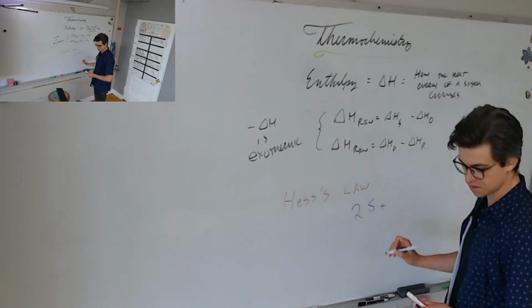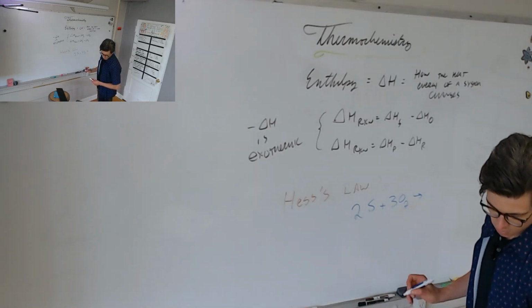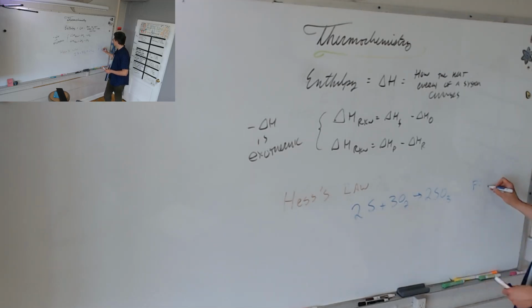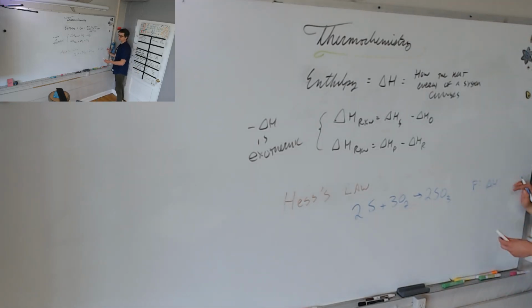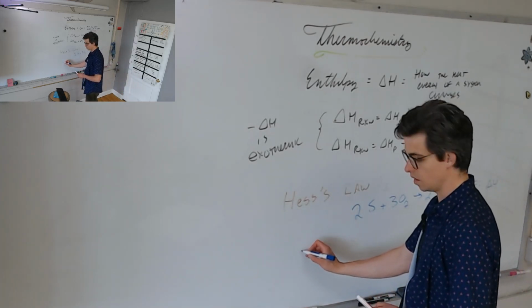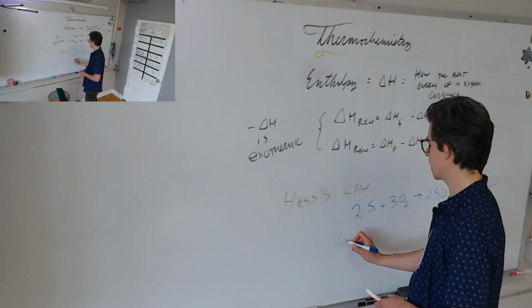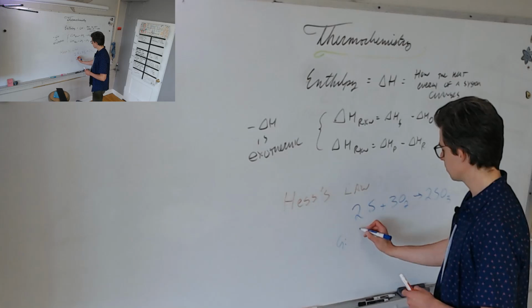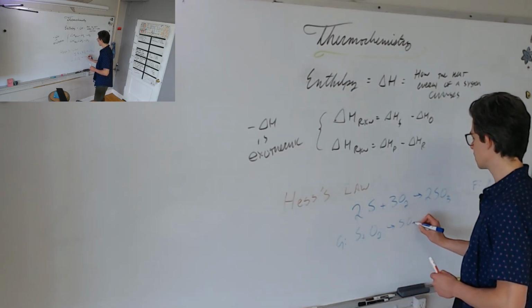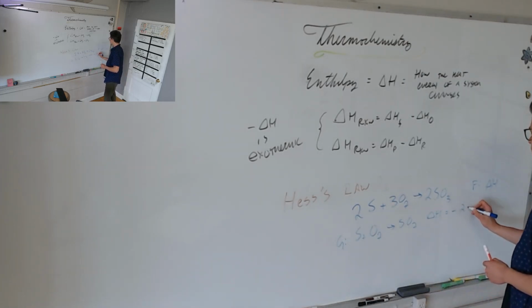2S plus 3O2 yields 2SO3. And it wants us to find delta H. So we want to find the delta H for this reaction, and we are given these other quantities. Given S plus O2 yields SO2. And for this one, delta H equals negative 297 kilojoules.